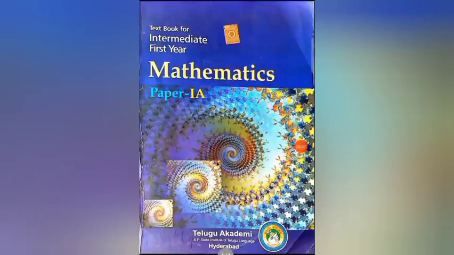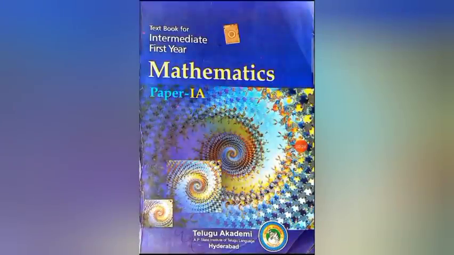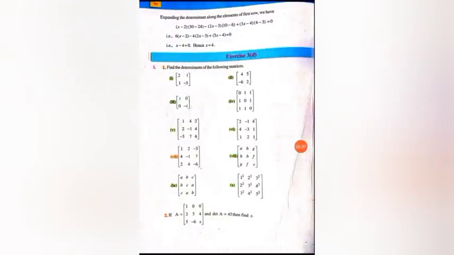Dear students, in the previous lecture we have solved some problems regarding evaluation of determinants using properties. Now in this session we will see some exercise problems from our textbook. So this is our textbook, a Telugu Academy book, and the evaluation of determinants using properties is in exercise 3D.